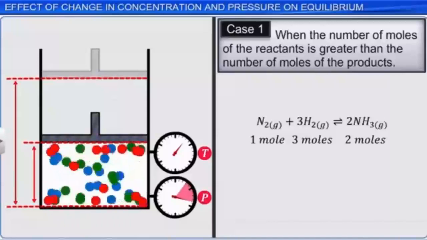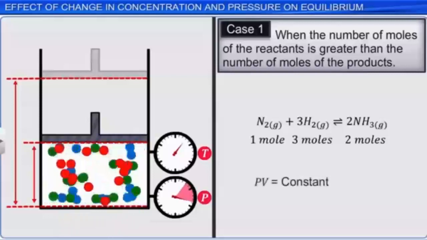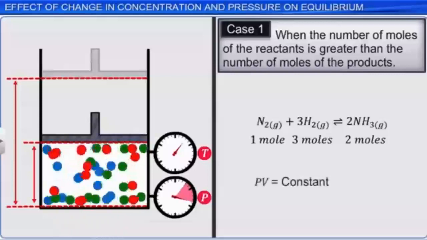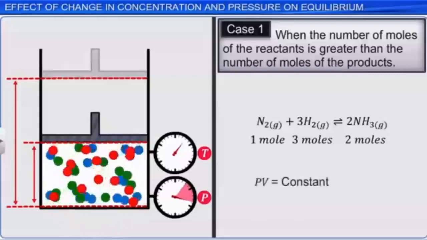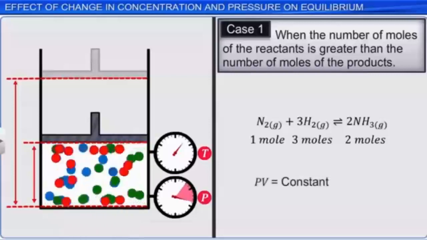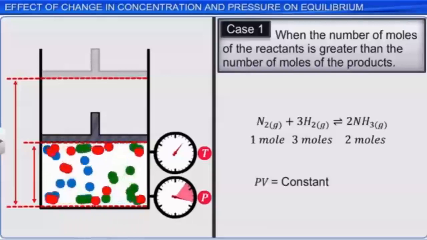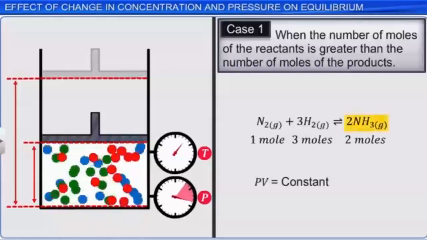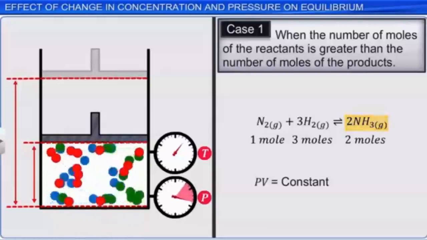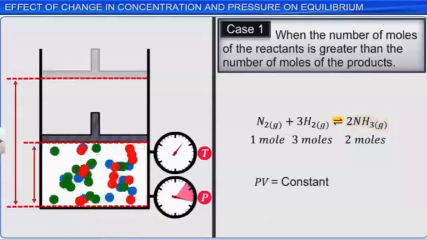As the pressure is doubled, according to Le Chatelier's principle, the equilibrium shifts in the direction of decrease in pressure, or the number of moles of the gas. So, in this case, the reaction proceeds towards the formation of the product, ammonia.